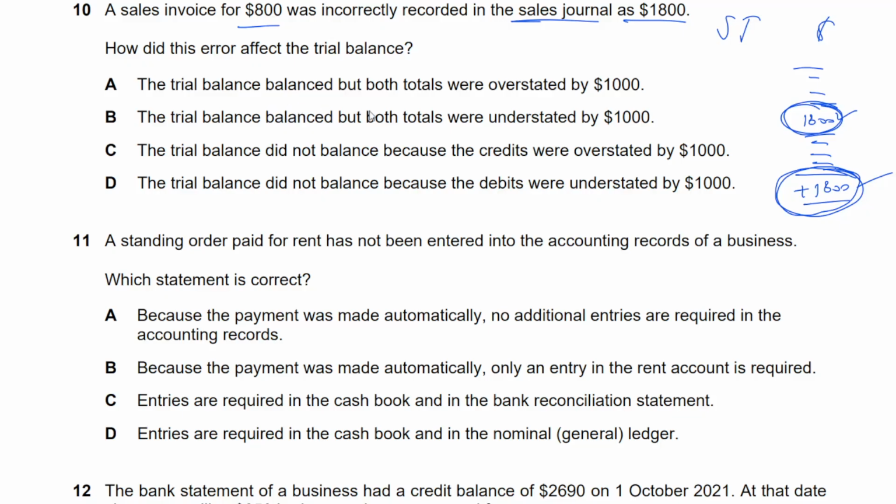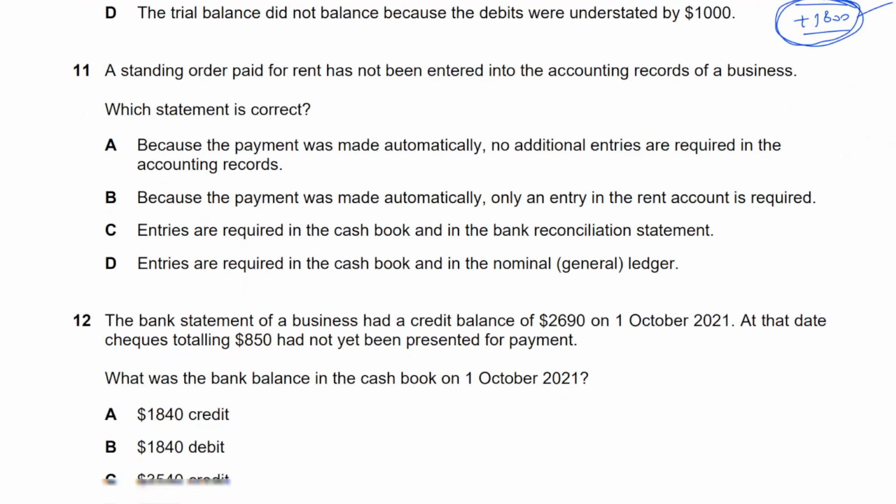It will balance, it will not be unbalanced. And so both totals will be overstated by 1,000. Your sales, which appears on the credit side, will be overstated. Your receivables will be overstated as well, which appears on the debit side. Your debit and credit both are overstated by 1,000. You understand this question? Let's move on to number 11.